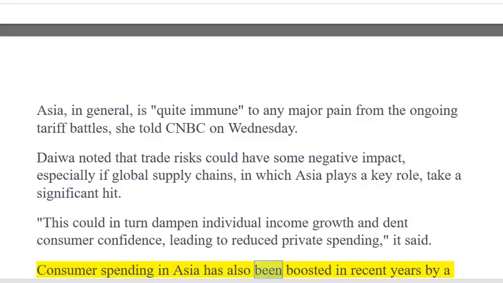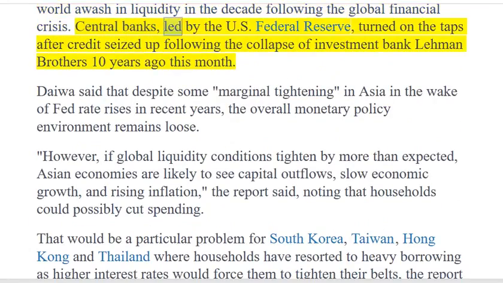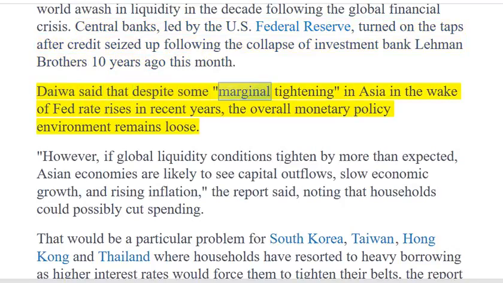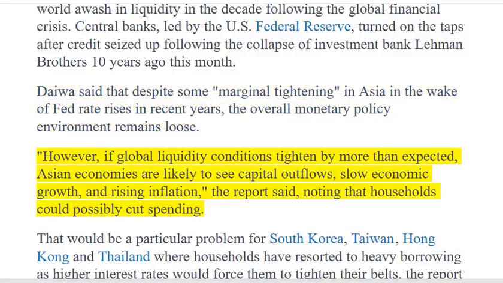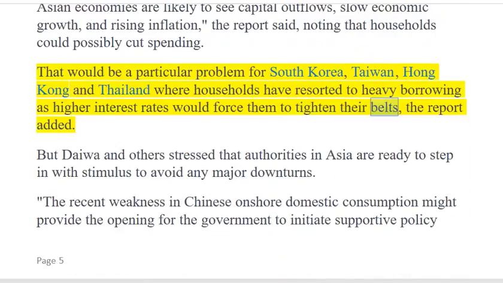Consumer spending in Asia has also been boosted in recent years by a world awash in liquidity in the decade following the global financial crisis. Central banks, led by the U.S. Federal Reserve, turned on the taps after credit seized up following the collapse of investment bank Lehman Brothers 10 years ago this month. Daiwa said that despite some marginal tightening in Asia, in the wake of Fed rate rises in recent years, the overall monetary policy environment remains loose. However, if global liquidity conditions tighten by more than expected, Asian economies are likely to see capital outflows, slow economic growth, and rising inflation, the report said, noting that households could possibly cut spending. That would be a particular problem for South Korea, Taiwan, Hong Kong, and Thailand, where households have resorted to heavy borrowing, as higher interest rates would force them to tighten their belts, the report added.